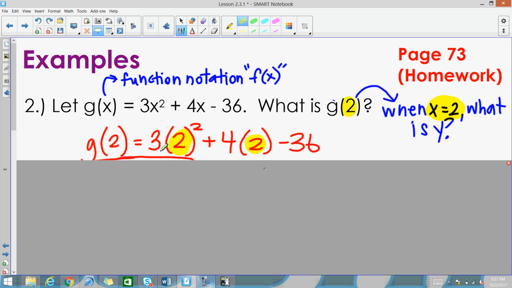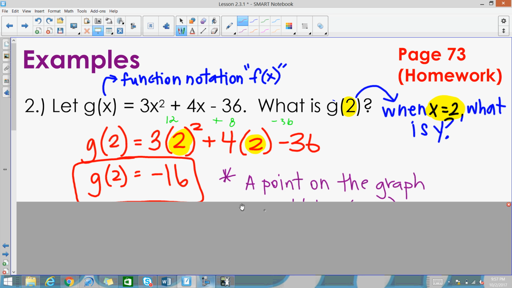And you can type it all in your calculator, or you can do PEMDAS and say, all right, 2 squared is 4, 4 times 3 is 12. So you'd write maybe a little 12 up here if you're going by hand. All right. 4 times 2 is 8. And then minus 36. So then you go 12 plus 8 is 20. 20 minus 36 is negative 16.